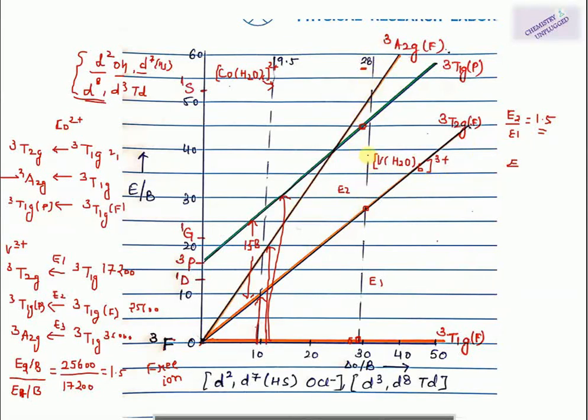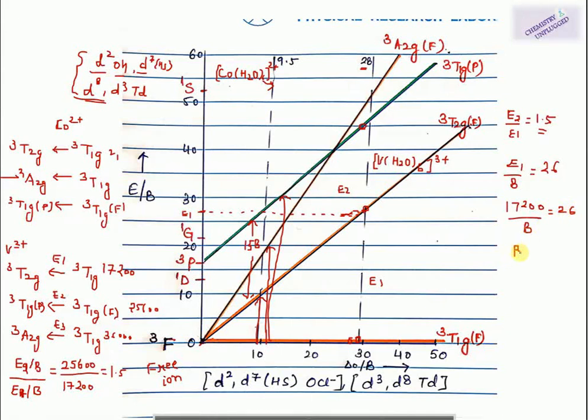So we can identify the value of E1 using the y-axis. To find the value of E1, we will draw a line like this which matches this point. I have not drawn it correctly, but it should match this point, and the value of E at this point will be E1 upon B, and this value from this graph is 26. And the value of E1 is 17,200, so 17,200 upon B is equal to 26. From this we can calculate the value of B.